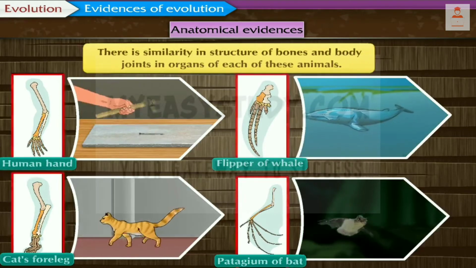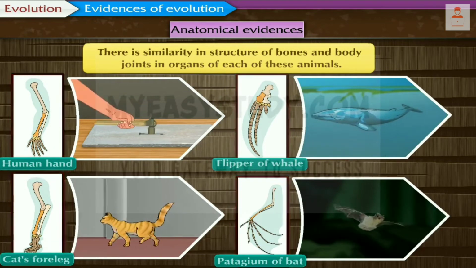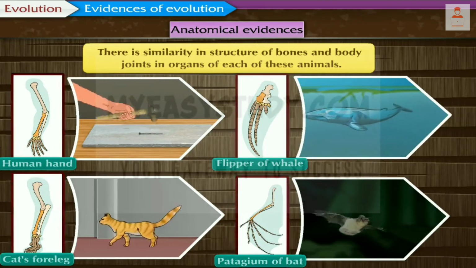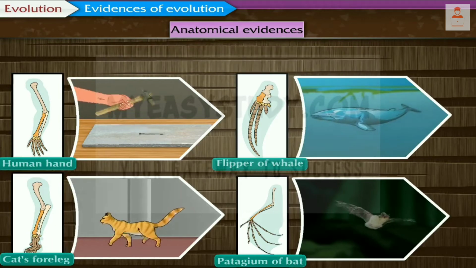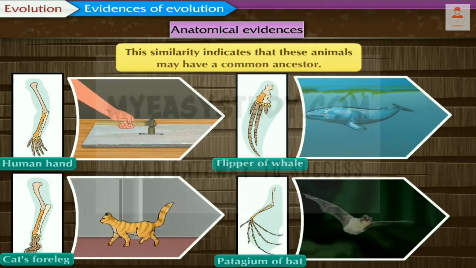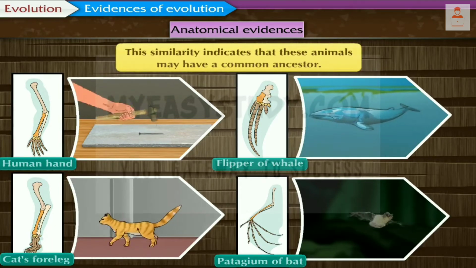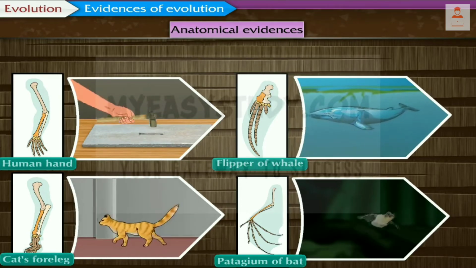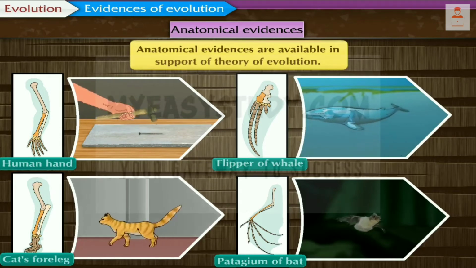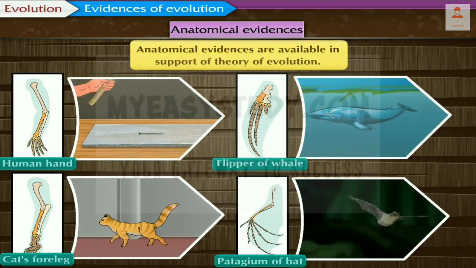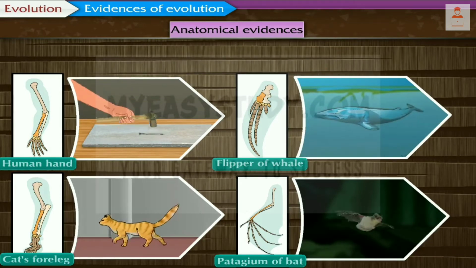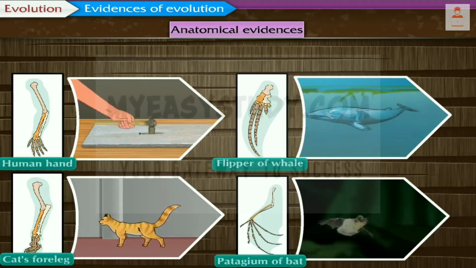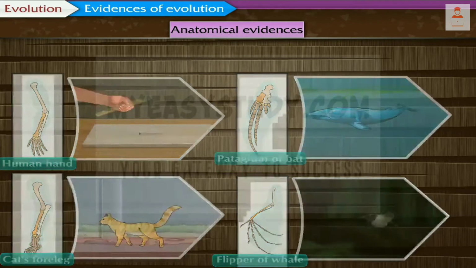However, there is similarity in the structure of bones and body joints in organs of each of these animals. This similarity indicates that these animals may have a common ancestor. From this, we can say that anatomical evidences are available in support of theory of evolution. Come, let us find if there are some more evidences to support the theory of evolution.